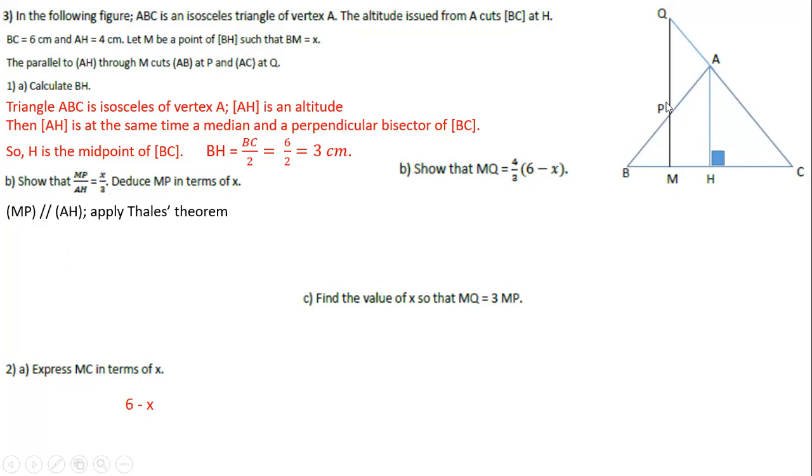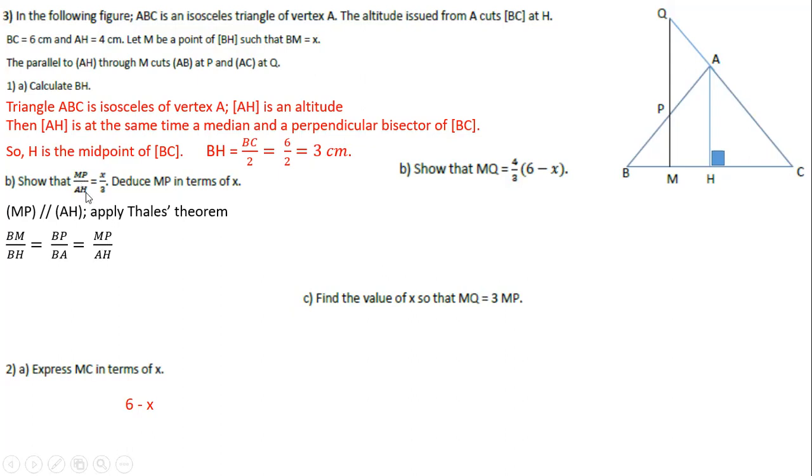BP over PA equal to BM over MH. No, BM over BH. Yes, BM over BH equal to BP over BA, and equal to PM over AH. Bravo. So this is the ratio of Thales theorem. BM over BH is equal to BP over BA equal to MP over AH.